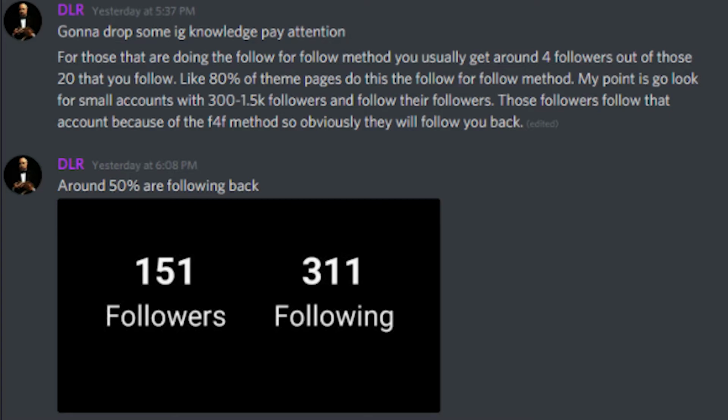And follow for follow, I'm gonna drop up a screenshot of one of my server members. He's a pro at Instagram, and based on the screenshot it says right here, gonna drop some IG knowledge, pay attention. For those of you using the follow for follow method, you usually get around 4 followers out of those 20 that you follow. Like 80% of those theme pages do this follow for follow method. So his point is to go look for small accounts of 300 to 1.5 thousand followers, then follow their followers, and those followers will follow that account because of the follow for follow method, so obviously they will follow you back.